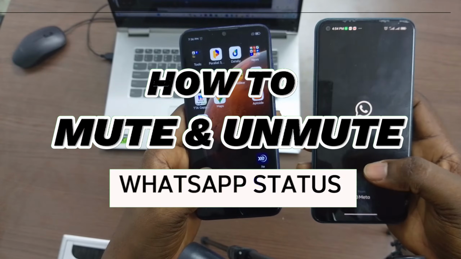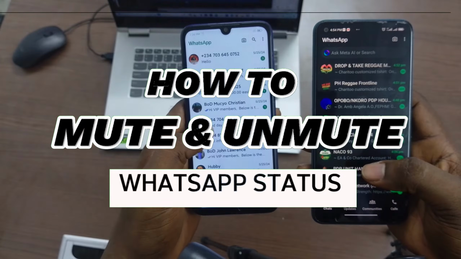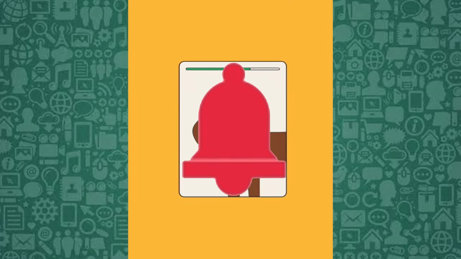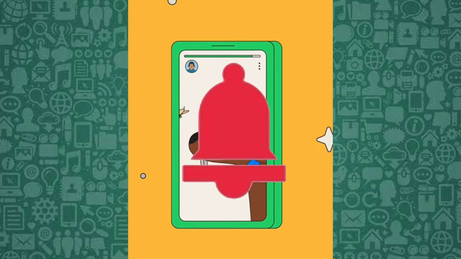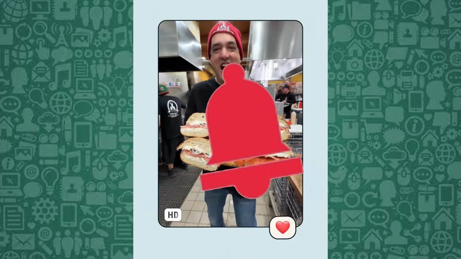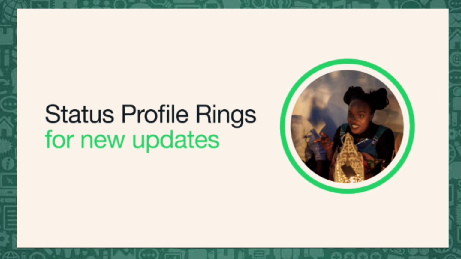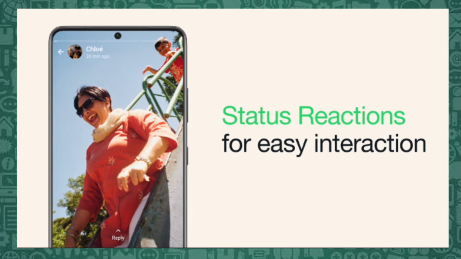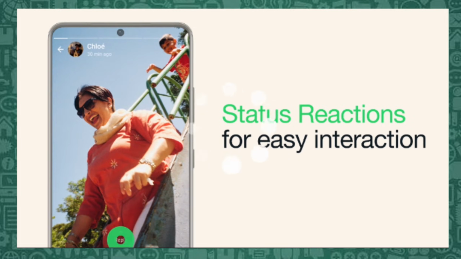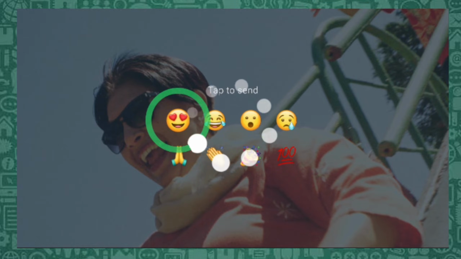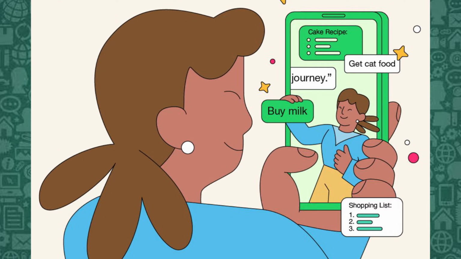In this short video, I'll show you how to mute and unmute someone's WhatsApp status updates. Whether you want to declutter your feed or just take a break from seeing someone's status updates, this feature can be a real game changer. Have you wondered what happens when you mute someone's status update? It's simple, you won't see their updates in your recent list, but you can always unmute them later if you change your mind, and we're gonna see how it's done.